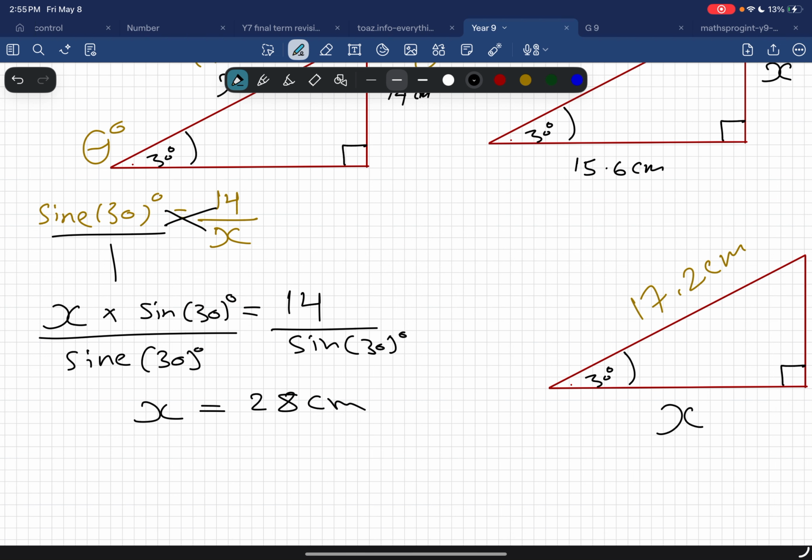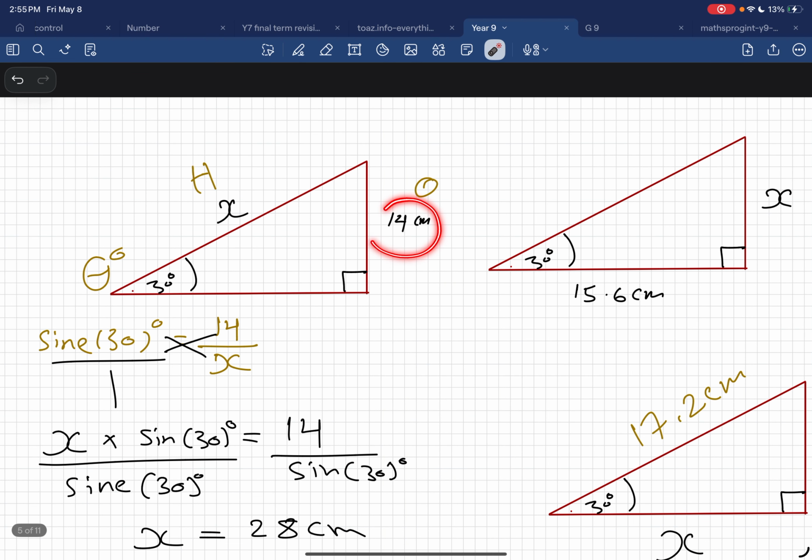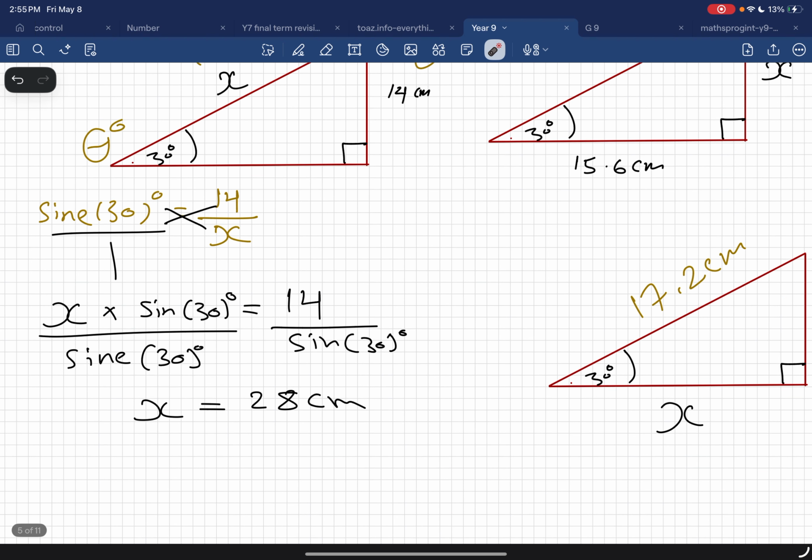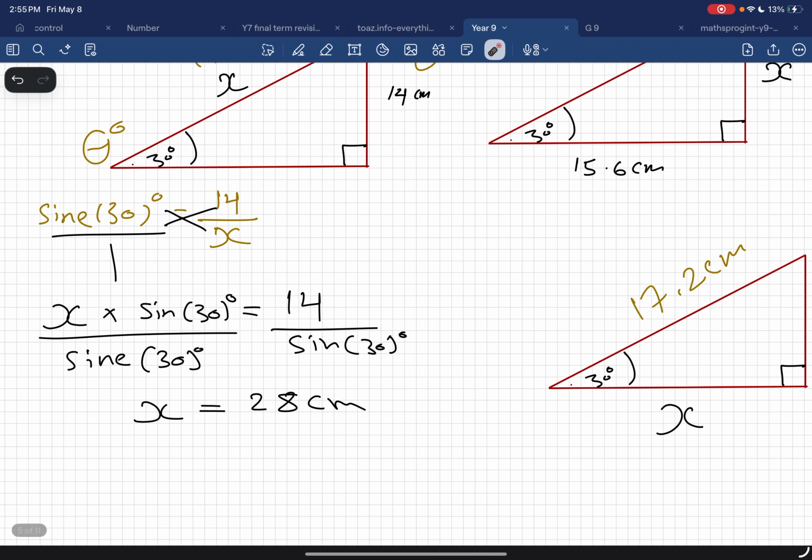I wrote it as 28 centimeters because it's a hypotenuse, and the hypotenuse has to be in centimeters. So at the end, if this 14 is this one here, this is 28. And yeah, that's it.